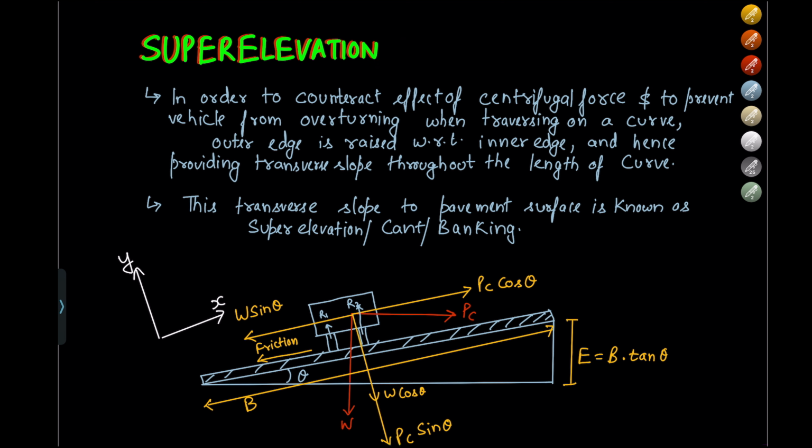Super elevation. Let's first understand what is super elevation. In order to counteract the effect of centrifugal force and to prevent the vehicle from overturning when traversing on a curve, the outer edge is raised with respect to the inner edge, hence providing a transverse slope throughout the length of the curve.